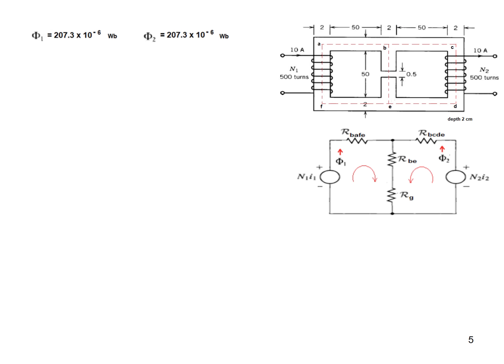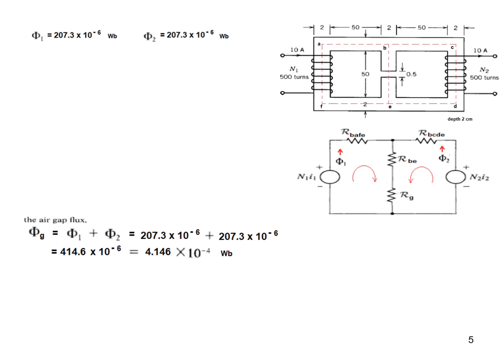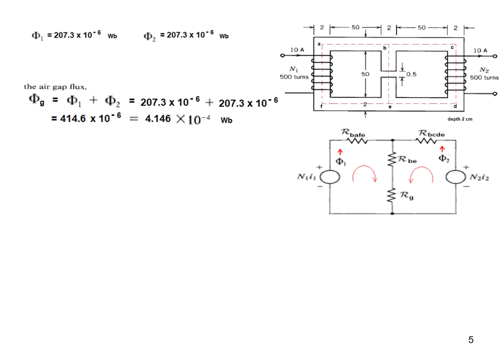So phi 1 and phi 2 we have found out. Now we need to find the air gap flux. So the air gap flux is the summation of the two, phi 1 plus phi 2. So phi g is phi 1 plus phi 2, and this is 4.14 into 10 raised to the power minus 4. And now the second part of the question, flux density. So flux divided by the area of the air gap. So this is the flux density, 1.034 Tesla.